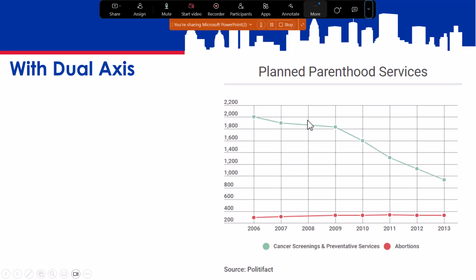Of course, for cancer screening, there was a significant decrease. But for the other one, you can say they're trying to make a point that more people are getting abortions, which isn't the case. It's not as dramatic as it was before.